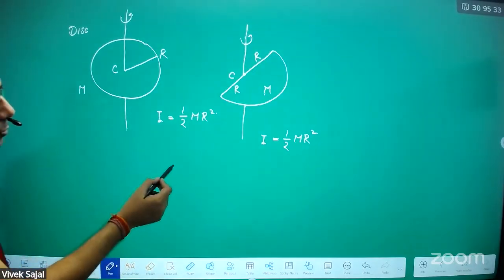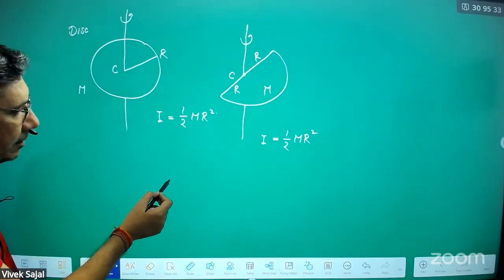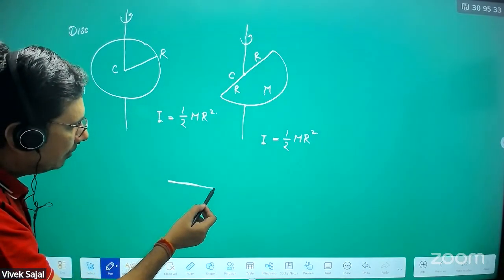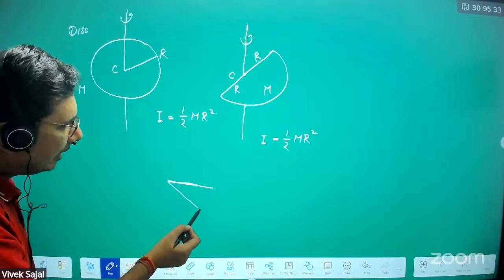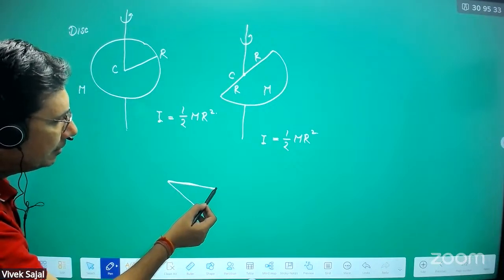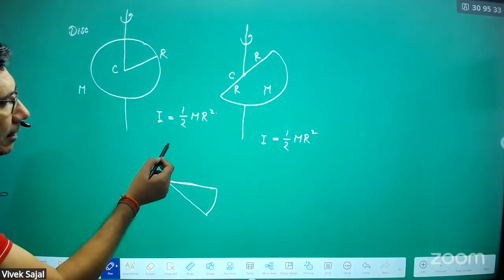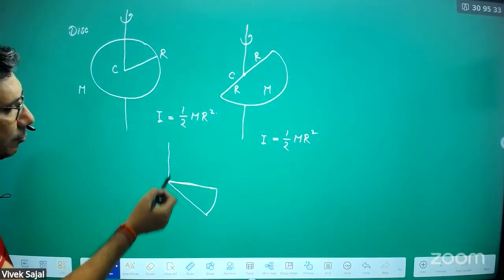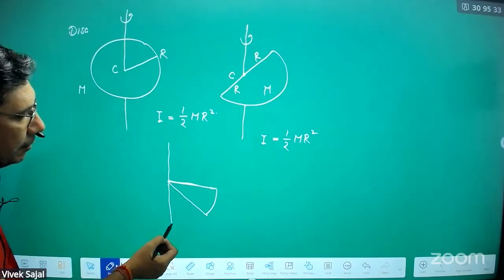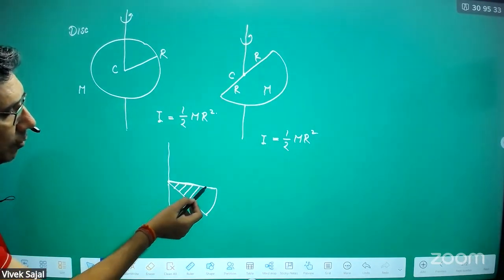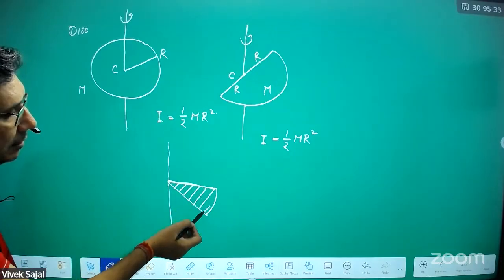Now suppose you have a sector of this. Suppose this angle may be 10 degrees, 20 degrees, or any. So this is a planar body. Consider an axis that is perpendicular to its plane. Try to understand, this is a small part of the disk. Radius is r.